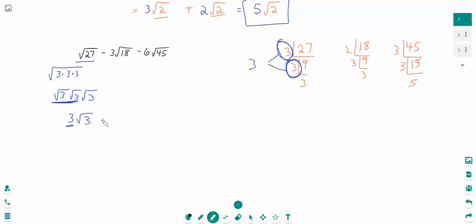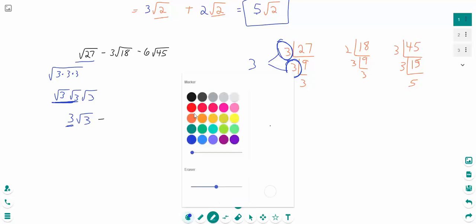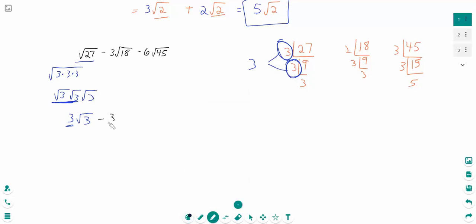So now we have 3 times the square root of 3. Now let's look at the next term, which is a 3, obviously. That's not going to change. This 3 here, that's just going to come straight down. We get our 3. Now we have the square root of 18. And the square root of 18, we have already broken that down.